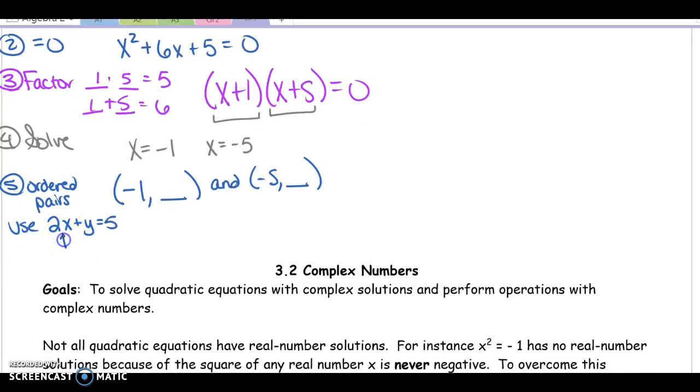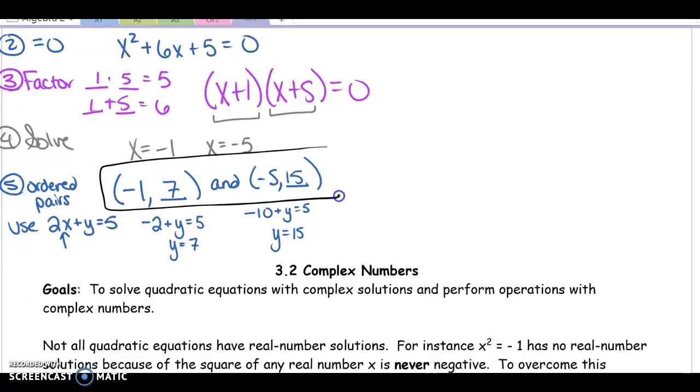So right here, 2 times negative 1 would be negative 2. Negative 2 plus y equals 5. That means y would have to be 7. Add 2 on both sides, y equals 7. Plug negative 5 in. 2 times negative 5 is negative 10. Add 10 to both sides, y would equal 15. So our solutions are negative 1, 7, and negative 5, 15.